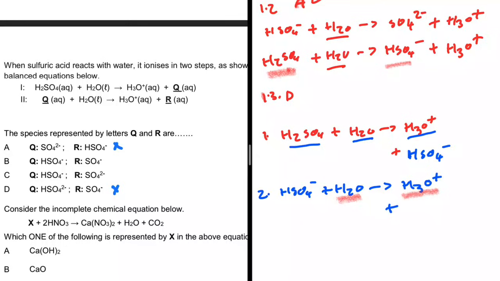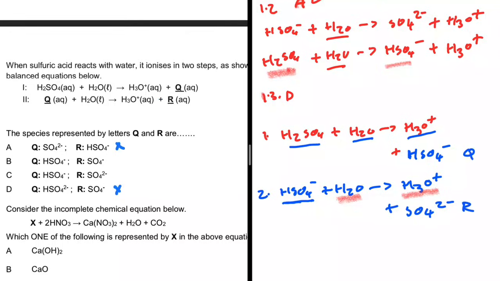Where is the proton coming from? The proton is coming from HSO4 minus. When it donates a proton, and let me not say another proton, because now we are in a different reaction here, we're going to be left with SO4 2 minus. So this is Q and this is R. The answer to 1.4 is C, and let's do 1.5.